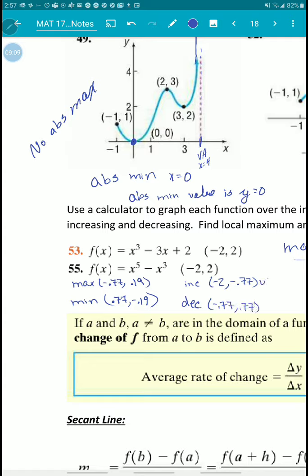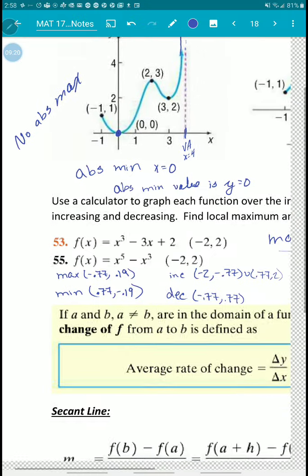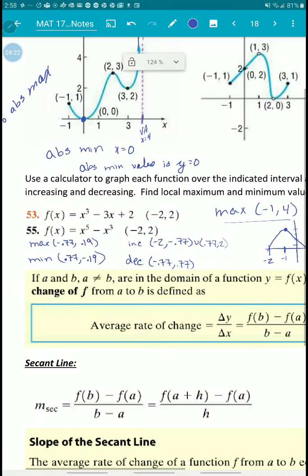But then we were increasing to the right of that 0.77. So from this 0.77 on, we are increasing. So there's our increasing, decreasing intervals for number 55.